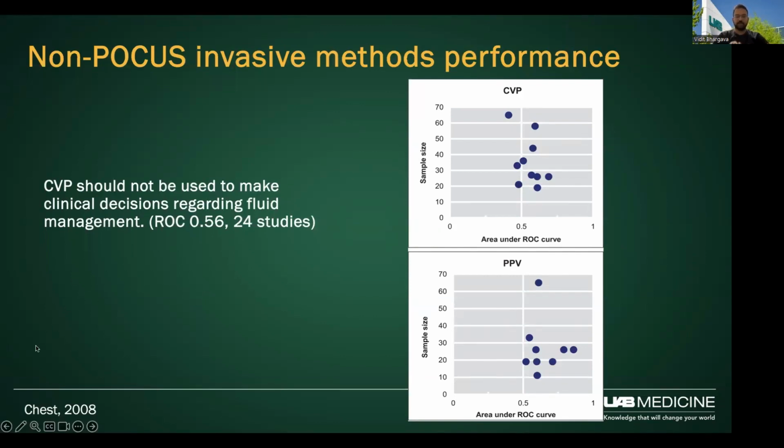This first review was done back in 2008 in CHEST, and subsequently other studies have looked at it too. But it looked at the use of CVP data to make clinical decisions regarding fluid status and found that CVP was generally not very good. The ROC was only about 0.56 in 24 studies. And the positive predictive value of CVP was also not robust enough in these studies.